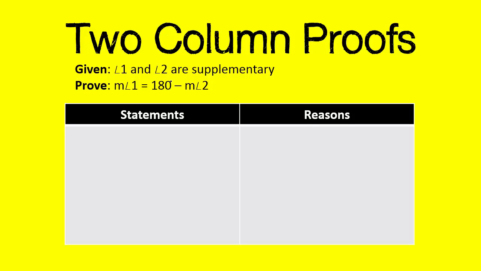We're going to write a two-column proof. So I'm going to first start off by looking at the given information. Angle 1 and angle 2 are supplementary. And I want to get from this given information, and I have to build an argument to get to the proof or the statement that's written next to prove. So basically you want to go from here to here. And we have to supply some reasons as to how we're approaching that step.